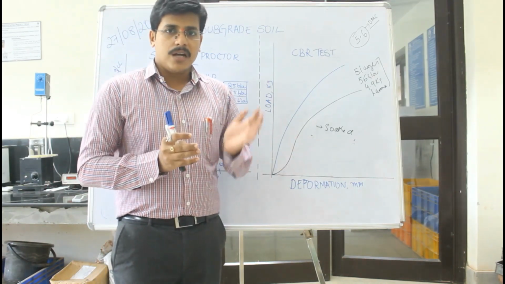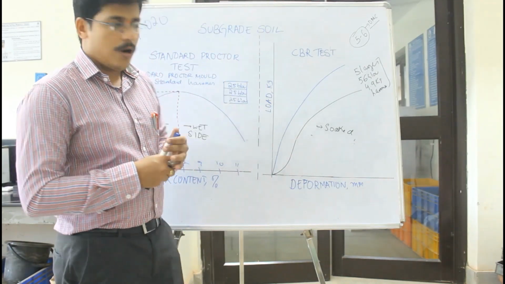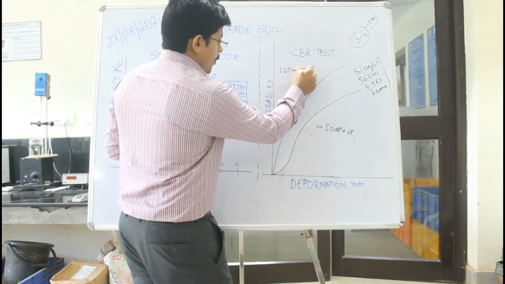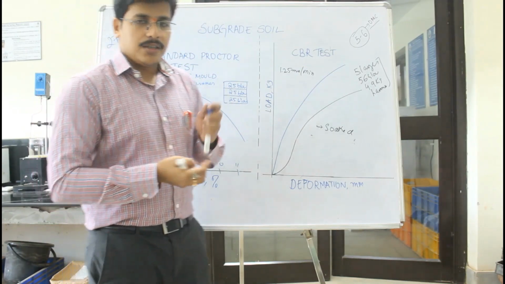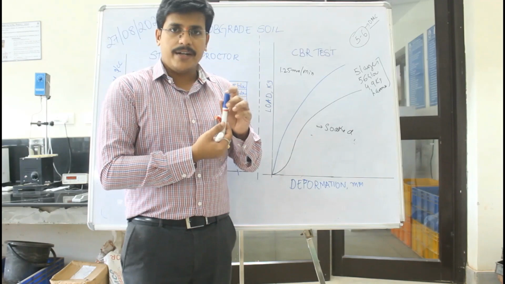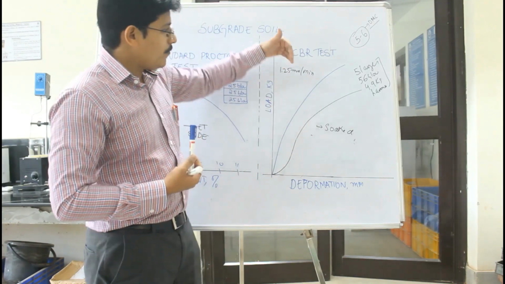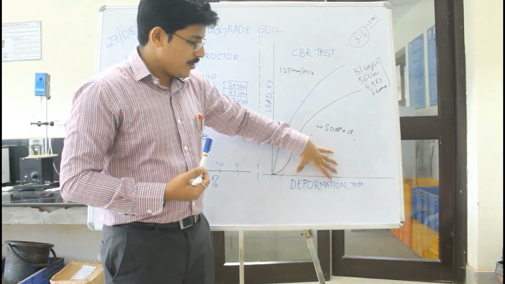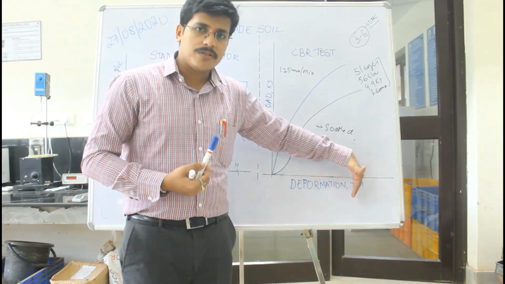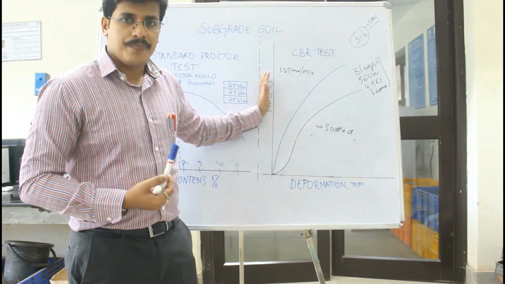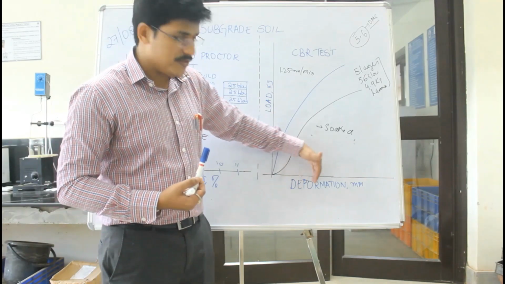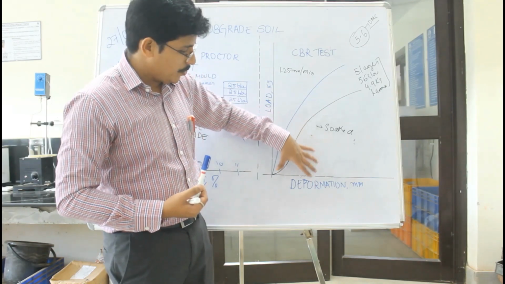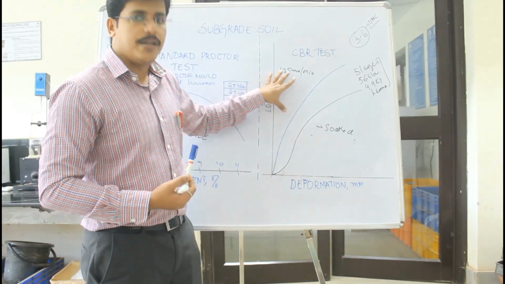The CBR apparatus applies a penetrative load at a rate of 1.25 mm per minute. That means there's a plunger which slowly penetrates the wet or soaked soil at a rate of 1.25 mm per minute. During that time, we record the deformation at particular defined values, like 0, 0.5 mm, 1 mm, 1.5 mm, and note the corresponding loads achieved in the CBR test.